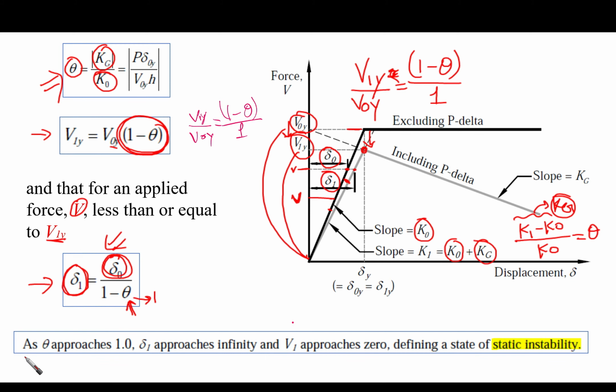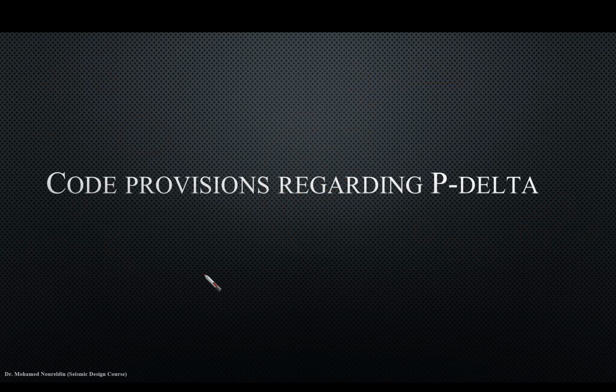Okay? So as theta approaches 1, delta 1 approaches infinity, and V1 approaches 0. That's right. This defines a state of static instability. Okay. So now this is the case for us. Let's go to another slide and see what we are going to say.